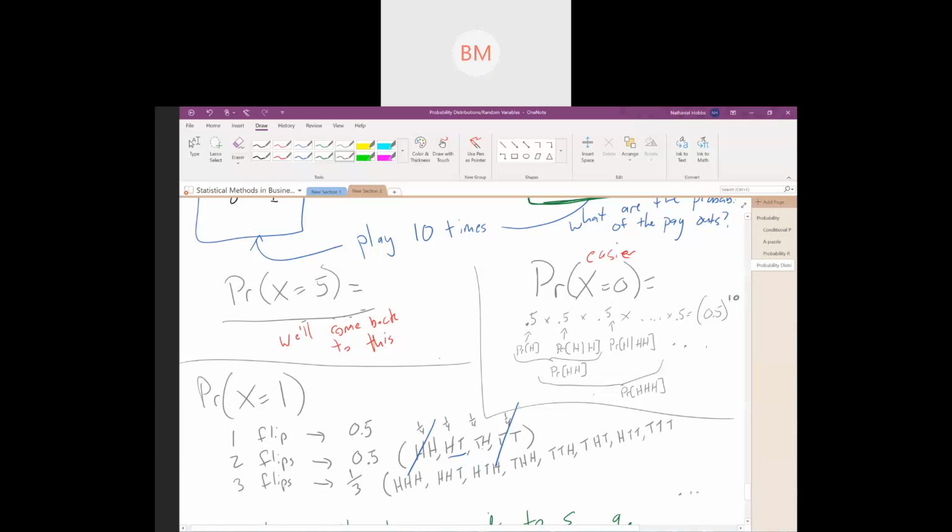Let's see. I see heads heads heads, heads heads tails, heads tails heads, heads tails tails, tails heads heads, tails heads tails, tails tails heads, tails tails tails. I won't let you bang your head against the wall. There is no ninth. There's only 8 possibilities.